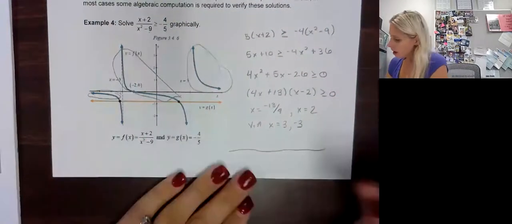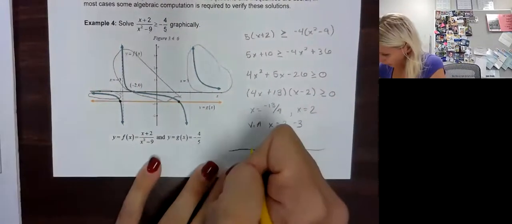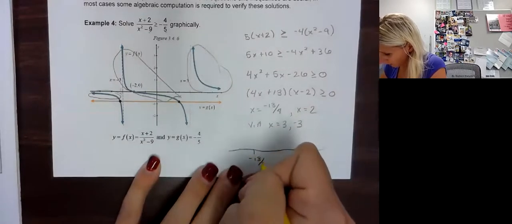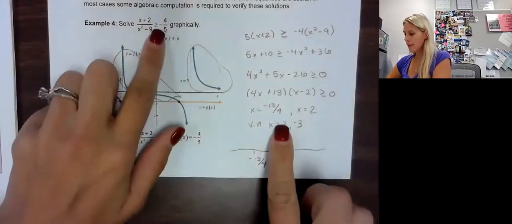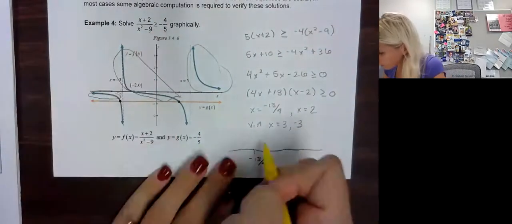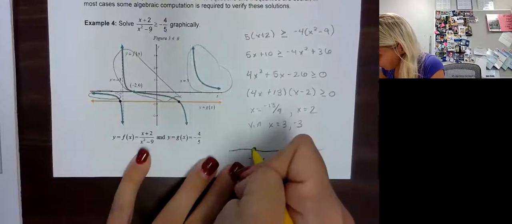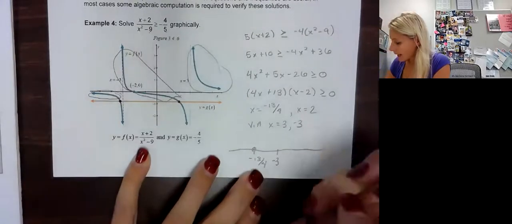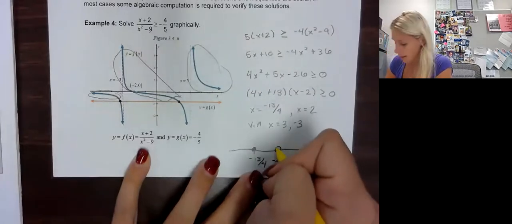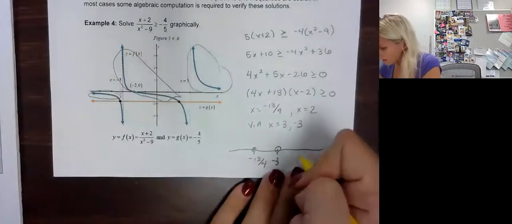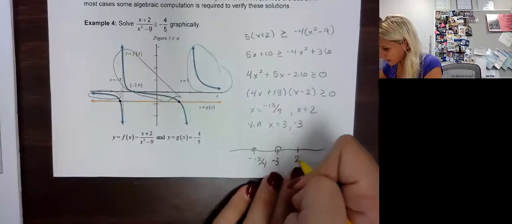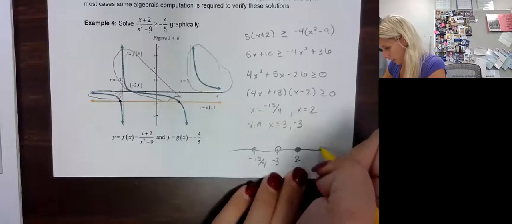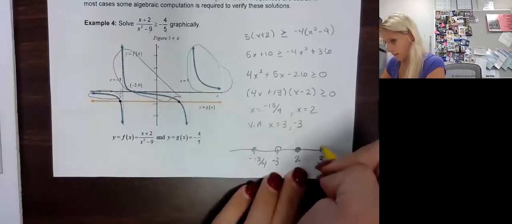Let's see how that works. So the smallest value we have here is -13/4. That's a solution, and my problem says equal to. So I'm going to fill that in. My next one is -3. That's a vertical asymptote, so that's automatically open. Then I have 2. That's the solution, and we're equal to. And then we have 3.